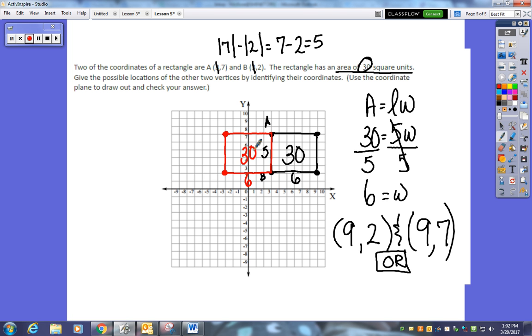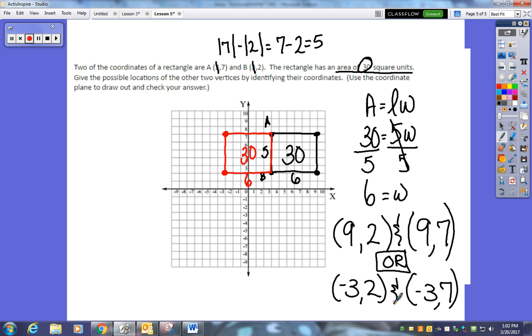So the ordered pairs that would work for this rectangle are over to -3 for both, and for one, up to 2, and for the other, up to 7.